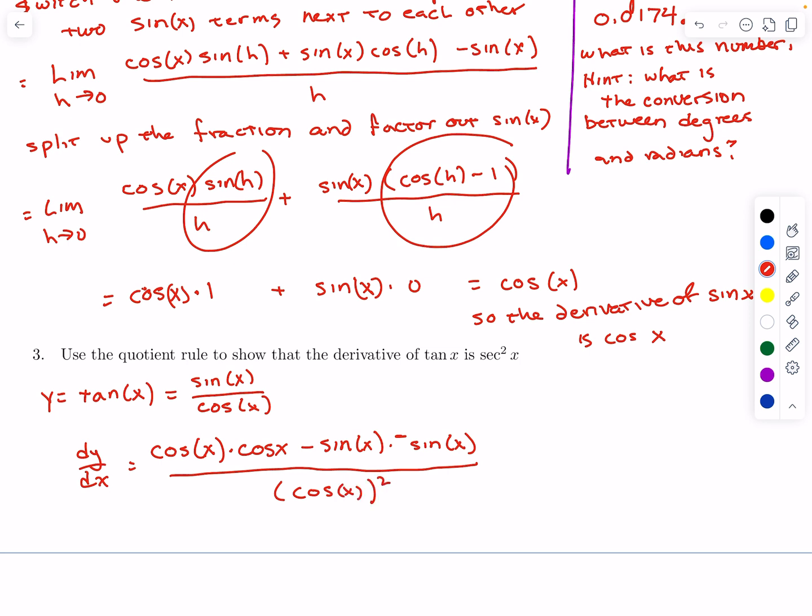What is cosine squared plus sine squared? Do you remember from last year? It is 1. And what is cosine? Well, 1 over cosine is secant. Oh, yeah. So we got secant squared. There you go.